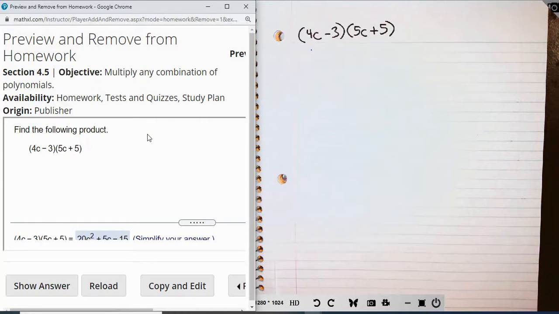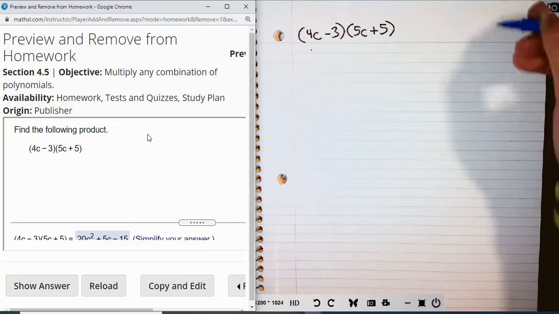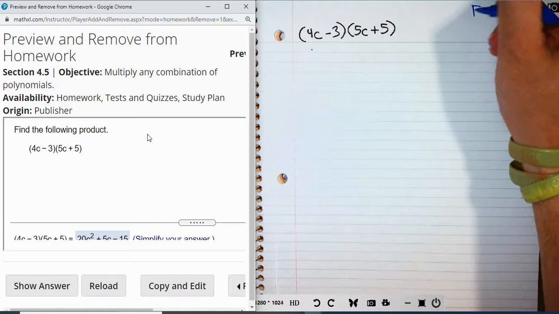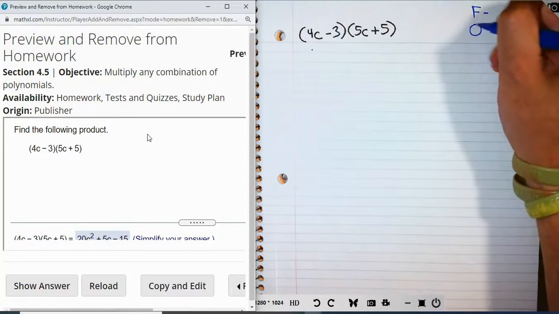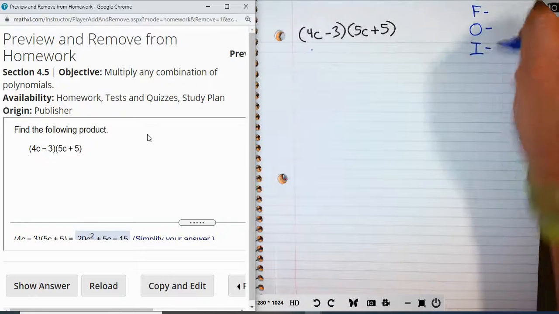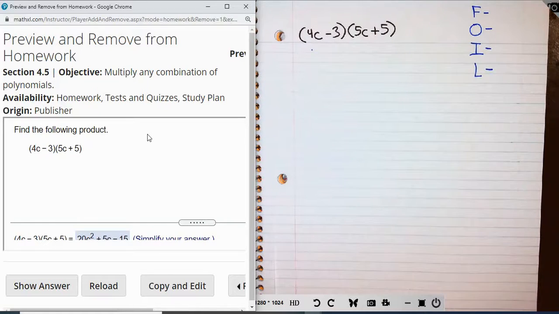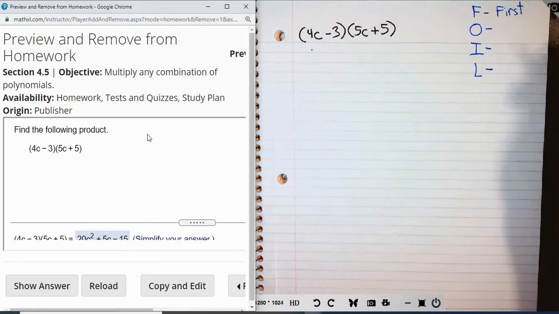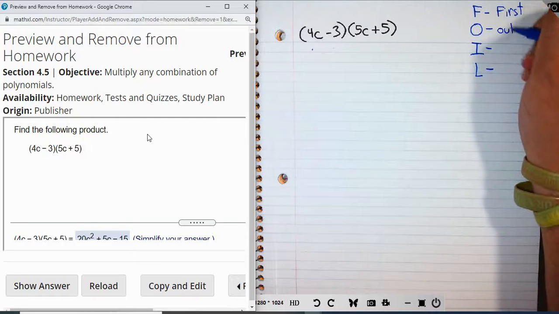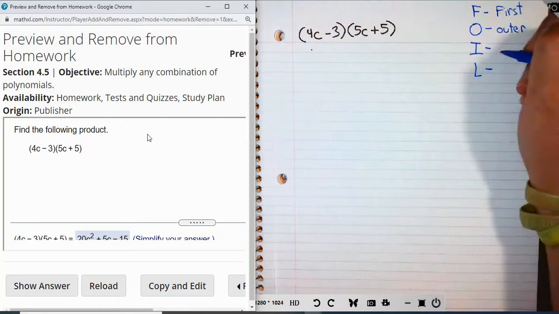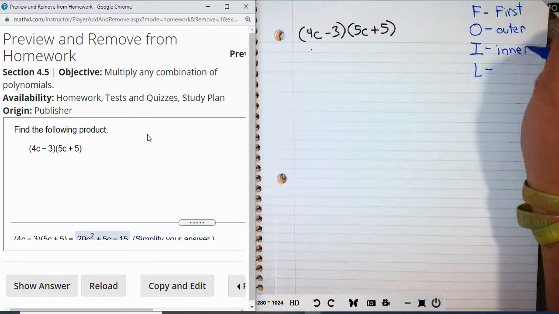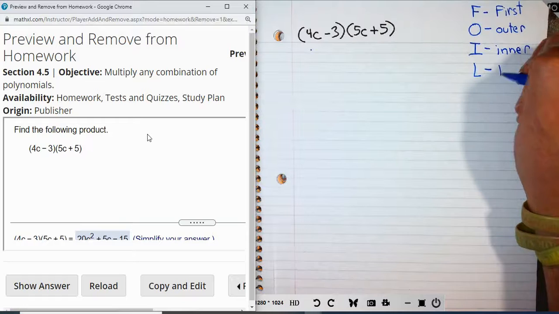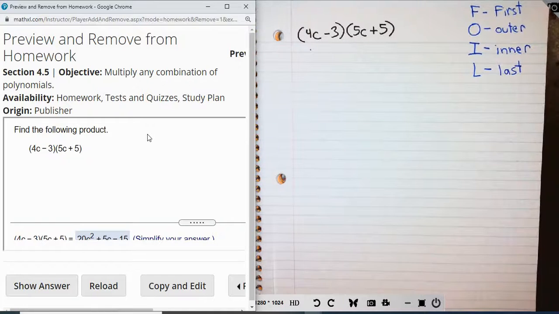So when we're finding a product of two binomials, what we're actually doing here is referred to as FOIL, remember? FOIL. And remember, the F in FOIL stands for first. The O in FOIL stands for outer. The I in FOIL stands for inner. And the L in FOIL stands for last. Okay?